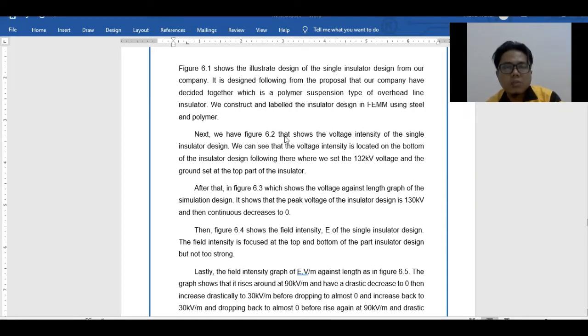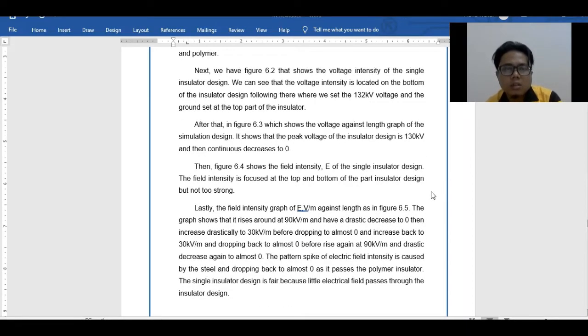So in figure 6.2 above, we show the voltage intensity of the single insulator design. We can see that the voltage intensity is located at the bottom of the insulator design. Following that, we set the 132 kV voltage at the bottom and the ground at the top part of the insulator. After that, figure 6.3 shows the voltage against length graph of the simulation design. It shows that the peak voltage of the insulator design is 130 kV and then continuously decreases to 0.